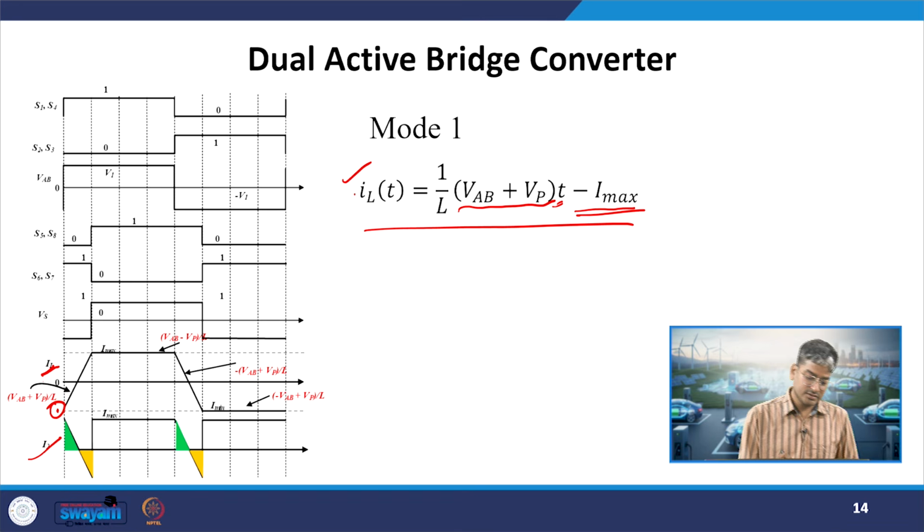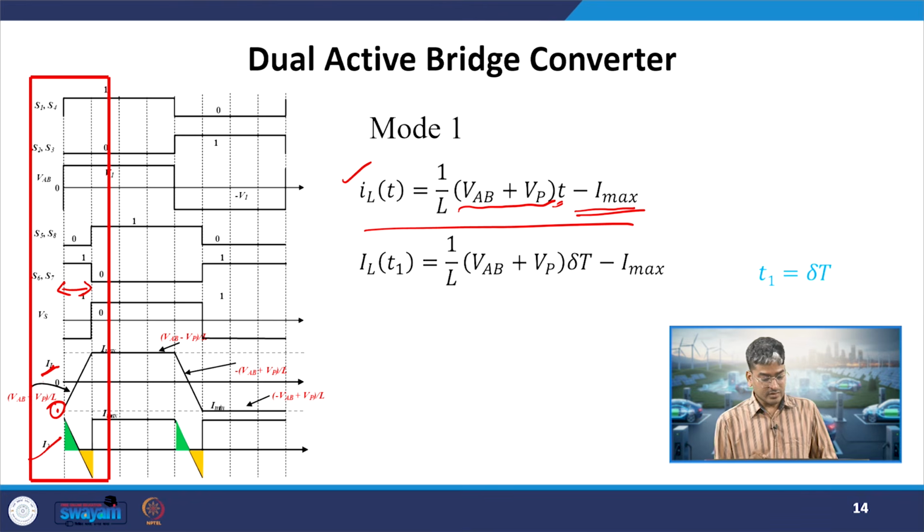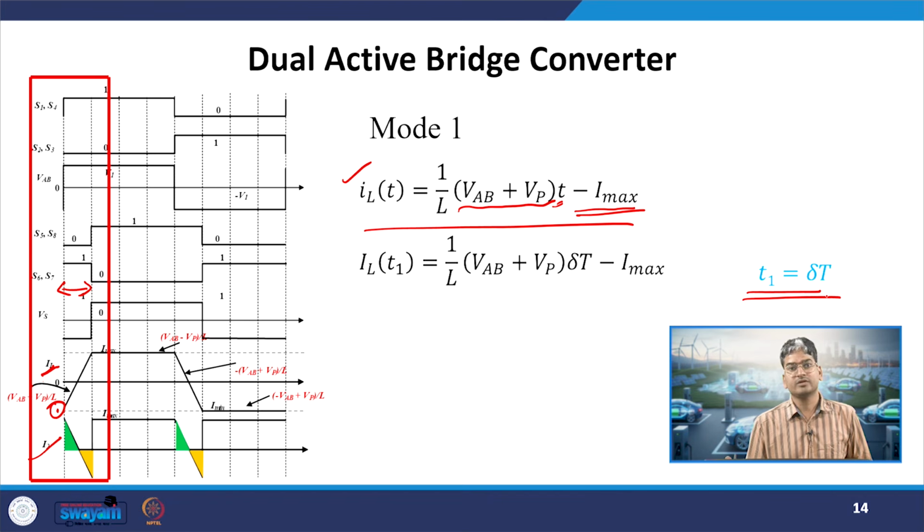This equation will be valid till mode 1. What is our mode 1? Till this delta t time, from 0 to delta t, my mode 1 will be valid. If I replace the instantaneous time with t1, which is the end of my cycle, and mark this as t1, what will be the current during this time?